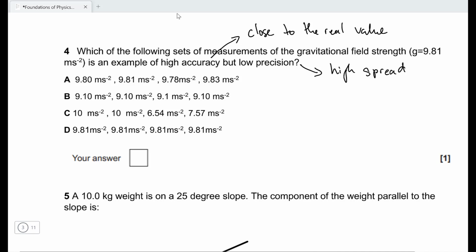So for instance, I can see that answer C has a very large spread of results. So one is 10, another one is 10, then it goes to 6.54, 7.57, etc. So that's an example of low precision. The only one that fits the bill is A, because as you can see, the accuracy is quite high, so all of those are very, very close to 9.81, but they all vary.